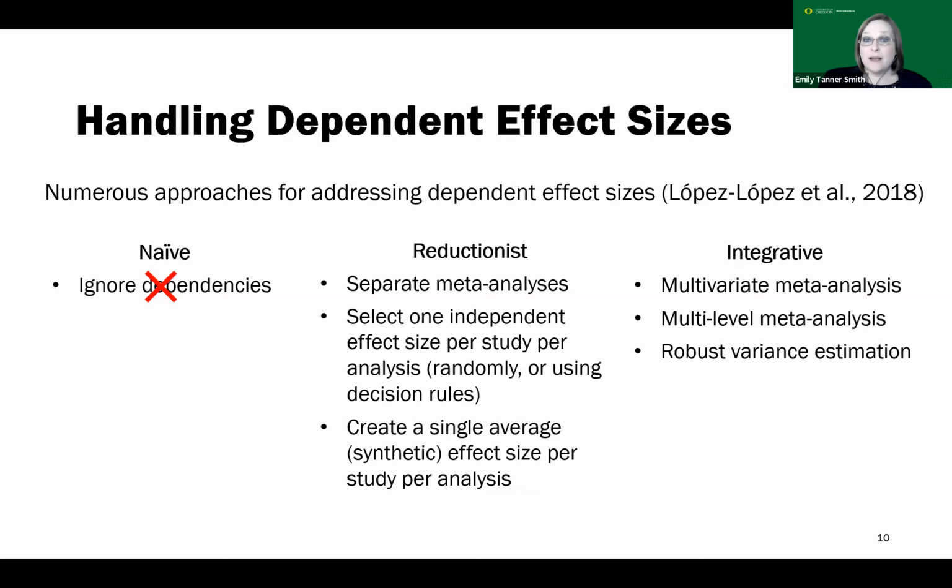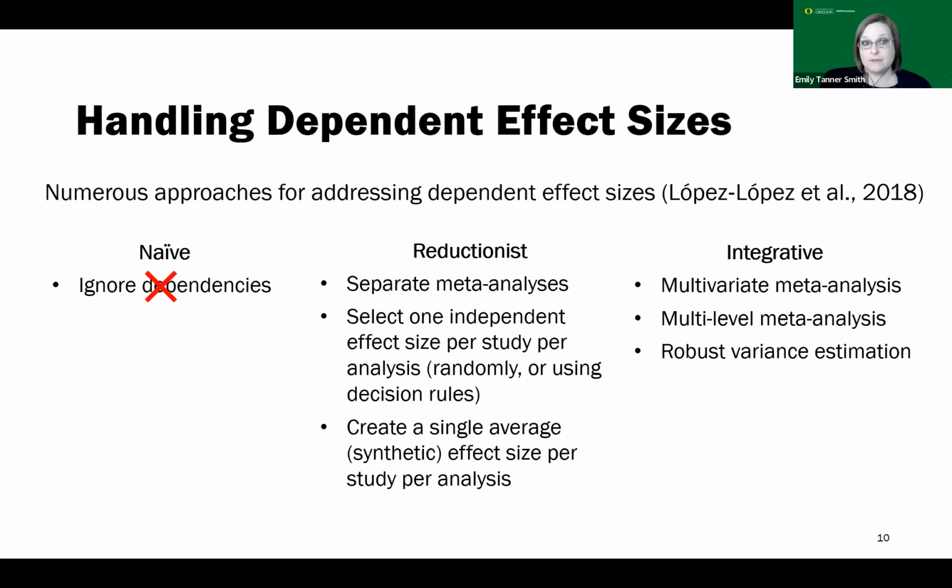Now, some scholars have distinguished between reductionist and integrative methods that can be used to handle dependent effect sizes. These reductionist approaches essentially reduce the dependent data down to some form of independent data, so that you can still use the traditional methods. For instance, a common approach might be randomly selecting one effect size per study to include in the model. Now, these reductionist approaches do eliminate the concern about dependencies in the data, but they throw away data that can be particularly informative, especially if we're interested in questions about trying to explain potential heterogeneity in effects.